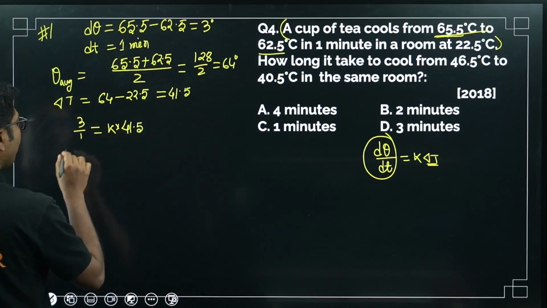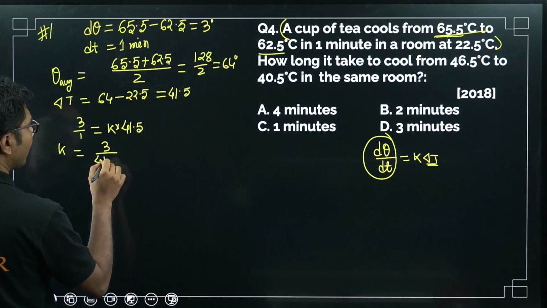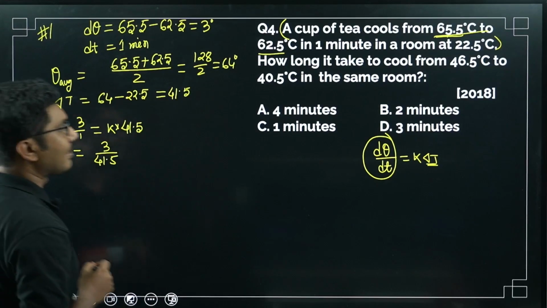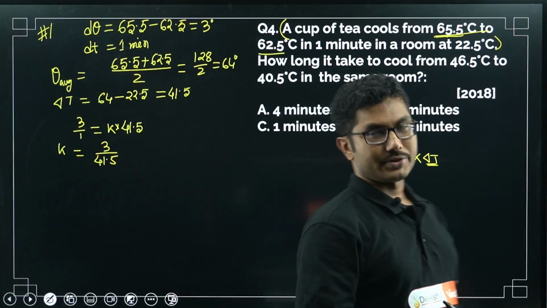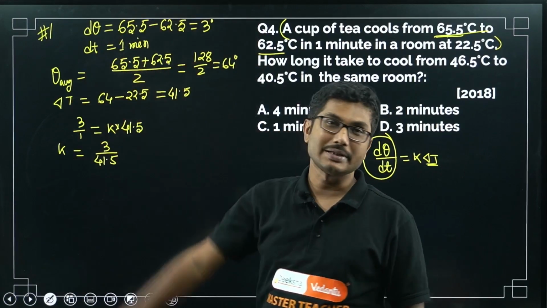Okay, so you can get k, which is basically 3 divided by 41.5. We have calculated k from the given equation. So be careful while calculating this. You have to do it again, step by step.